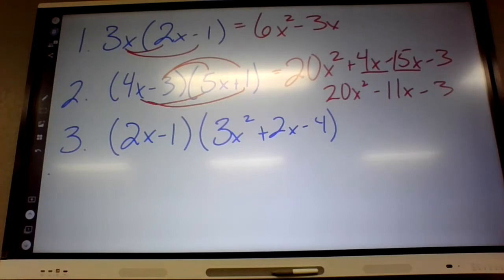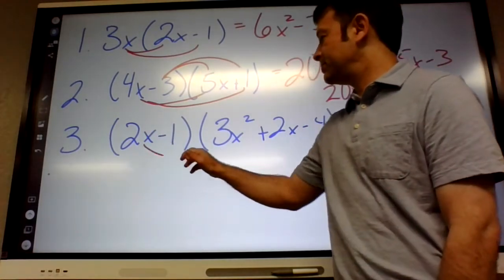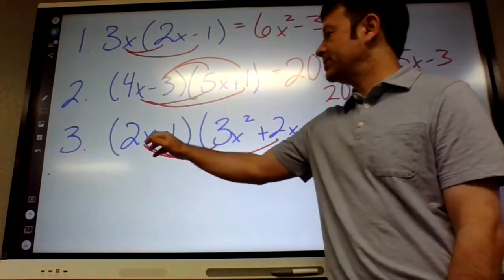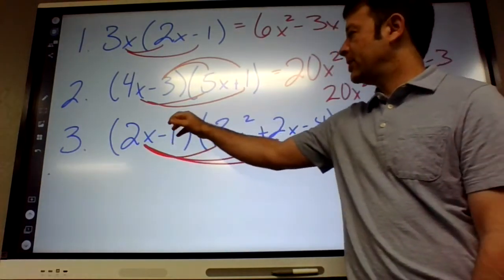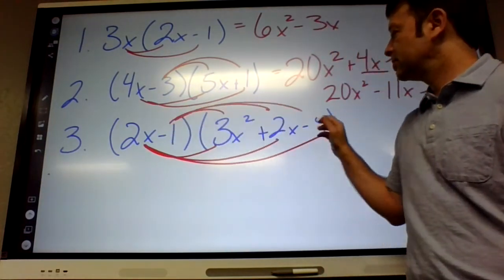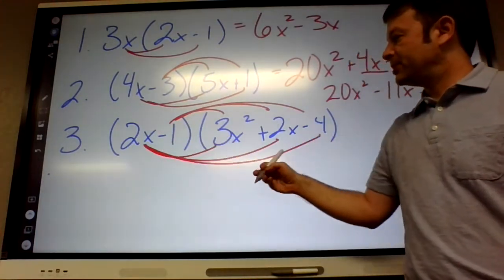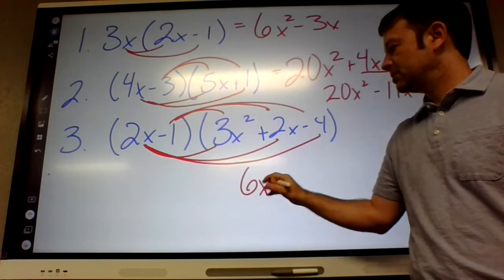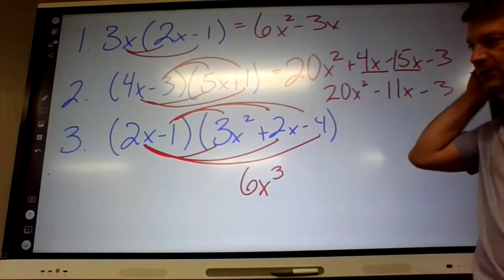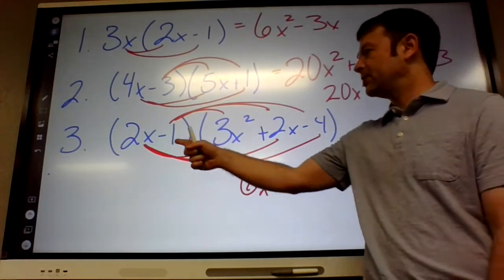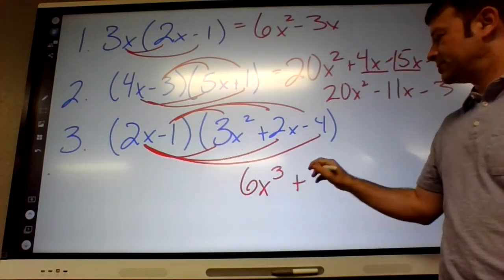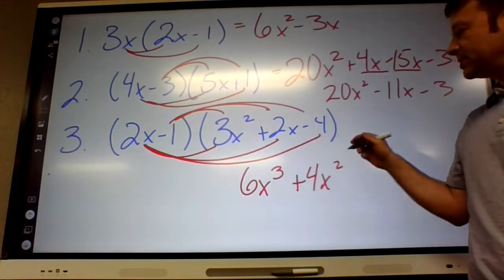How do we do number 3? 2x gets distributed and multiplied on all these, and then the -1 also. And then add them together. Add like terms at the end. 2x times 3x squared is 6x cubed, you add the exponents. 2x times 2x is 4x. 2x times -4.